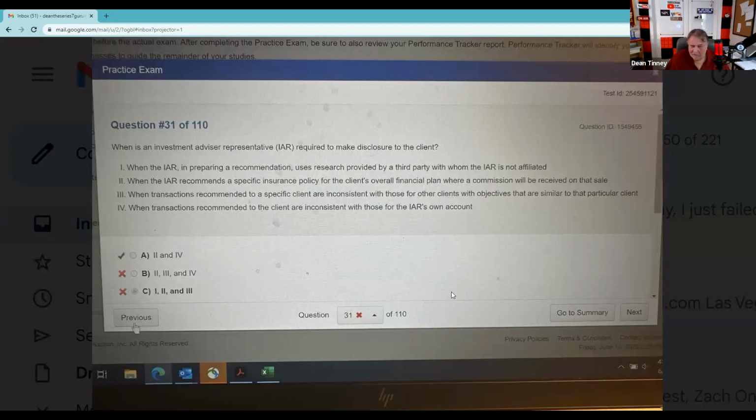Now, remember, that's different than if I'm holding it out as being my own product, my own research product. So that's why 1 is not a part of the answer. 2, now you got 2. When an IAR makes a specific insurance policy recommendation as part of the overall plan, and you receive a commission. That's very testable. And you did get this right, Oscar.